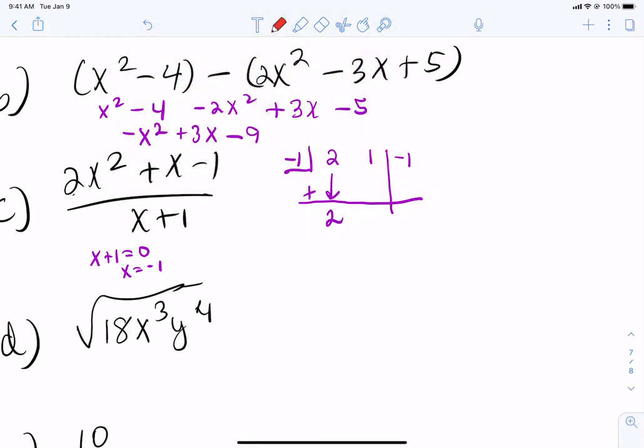There you go. Okay. Now let me remind you how it works. We're going to multiply, write it right here, and then add them up. So if we multiply, we get negative 2. Write it down. Add them up. Do it again. Multiply, write it down, add them up. Now this is my remainder. This is my answer. But my answer, the x's disappeared, so I've got to put the x's back in.